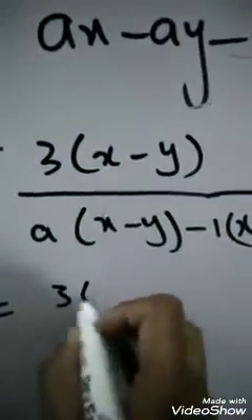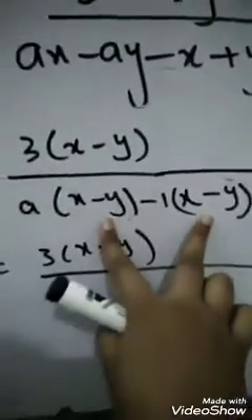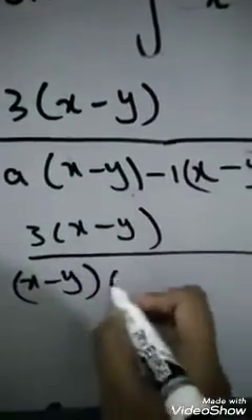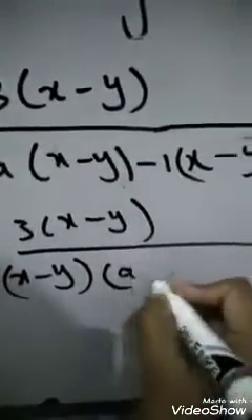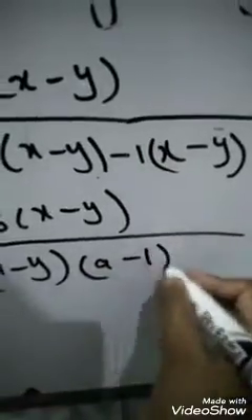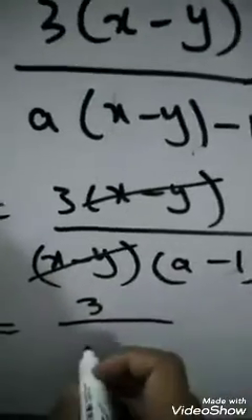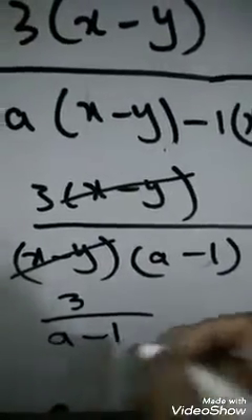Okay students, now take common x minus y from the denominator, x minus y. So a minus 1, and that x minus y will be cancelled by this one. It would be equal to 3 over a minus 1.